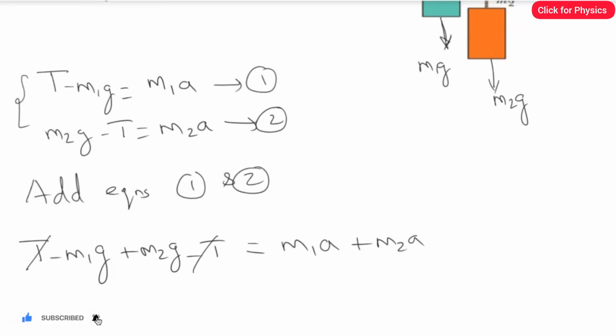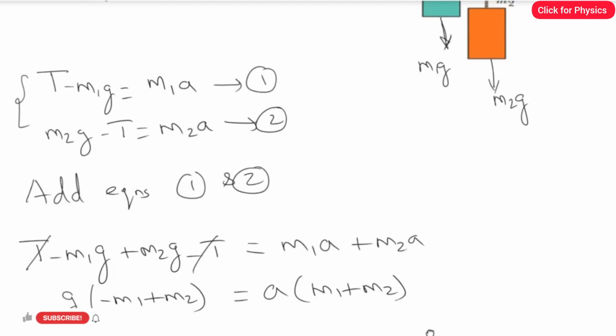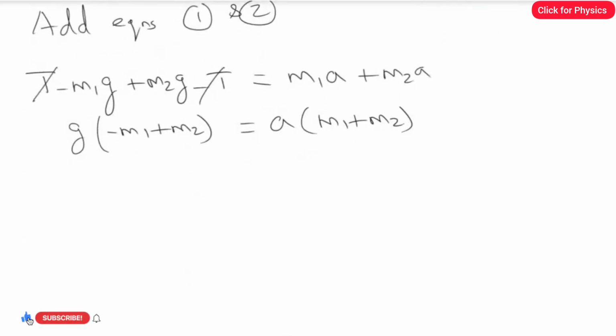And we can take g as a common term. So what we will get is g times (m2 minus m1), which is equal to, taking acceleration a as a common term, a multiplied by (m1 plus m2). Now we have to simplify this equation, and after that we can substitute the values. Let's rewrite this equation again: g multiplied by (m2 minus m1) is equal to a multiplied by (m1 plus m2).